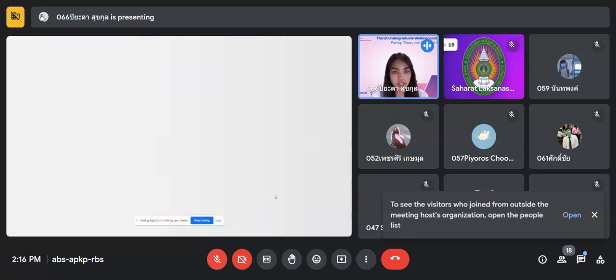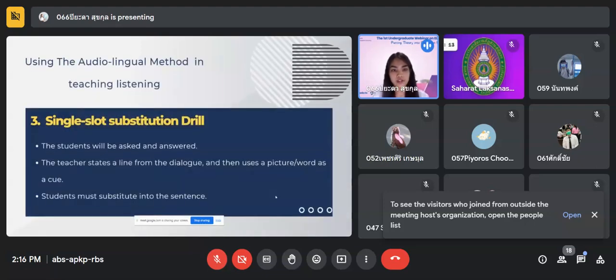All right. And the third one is the single slot substitution drill. In the single slot substitution drill, students are asked and answer. The teacher will ask the students first. The teacher will pick a line or a sentence from the dialogue and then use a picture or words as a clue to students. So students must substitute into the sentence.